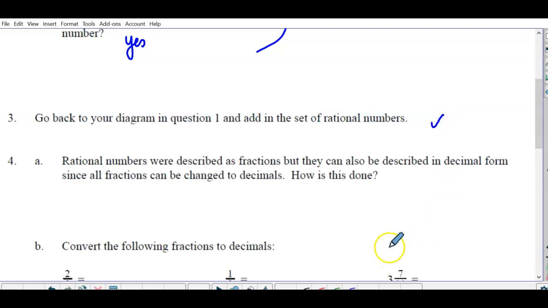Okay, so rational numbers were described as fractions, but they can also be described in decimal form, since all fractions can be changed to decimals. How is this done? So for example, 3/4. Remember, you probably know, or you should know, that that's 0.75. How do you get that? You divide. You take the numerator and divide by the denominator.